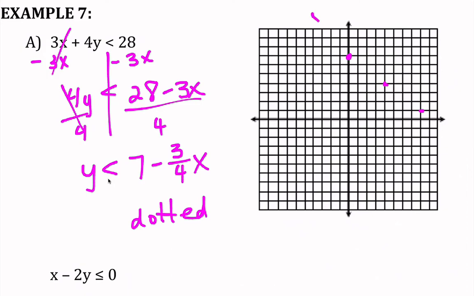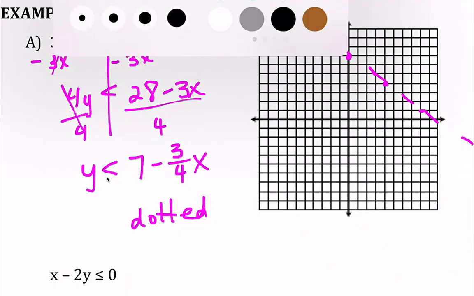But remember to use a dotted line. Mine's off a little bit, my bad, guys. Let's see if I can fix that. It's hard to make dotted lines on this. Alright, well, that's pretty good. Alright, let's talk about shading. That is a less than symbol, so I'm going to shade below that line.